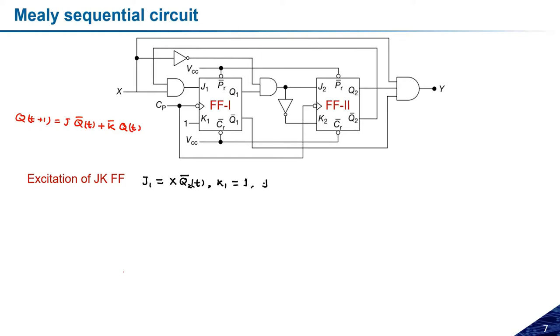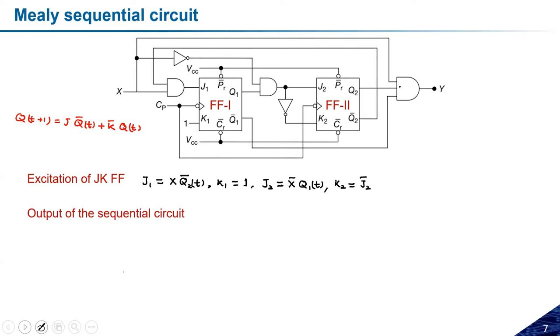Next one is J2. What is J2? Let us see here. J2 is the AND of Q1(t) and the inverting input of X. So I have to write J2 = X bar · Q1(t). And similarly, K2 is the complement of J2, so K2 = J2 complement. This is all about the excitation of all the inputs. The next step that I have to follow here is the output of the sequential circuit.